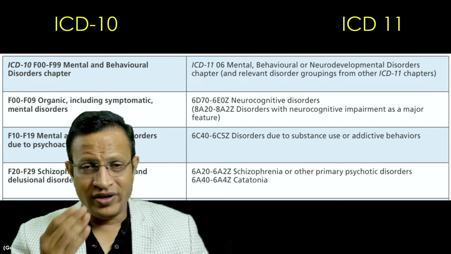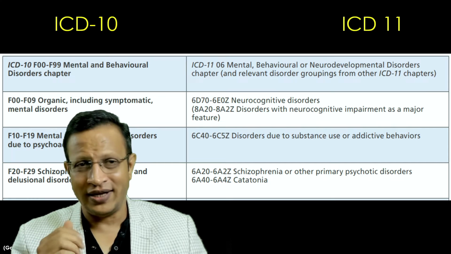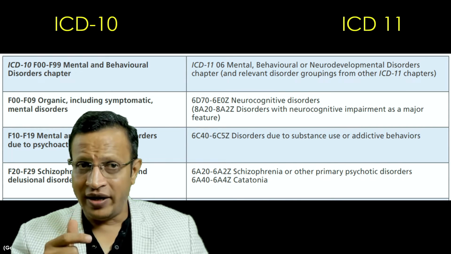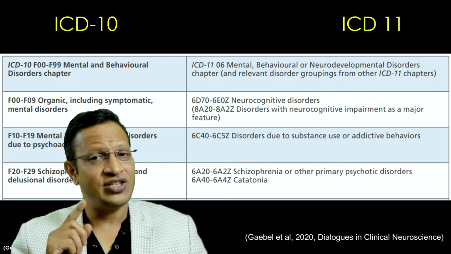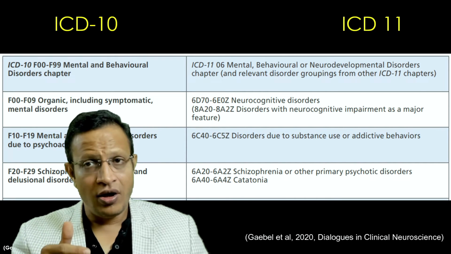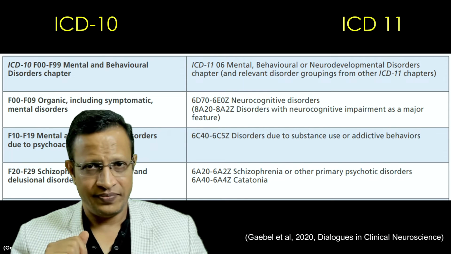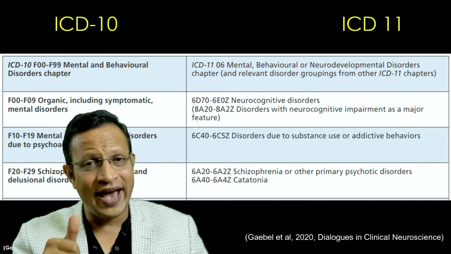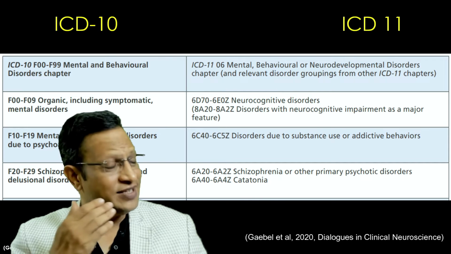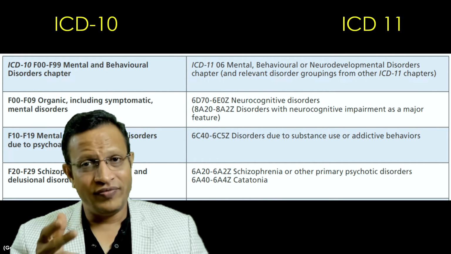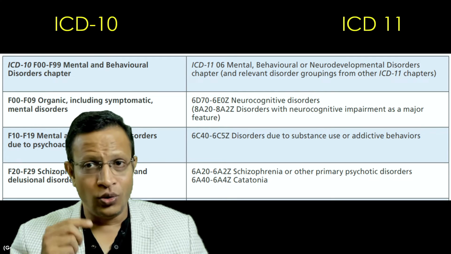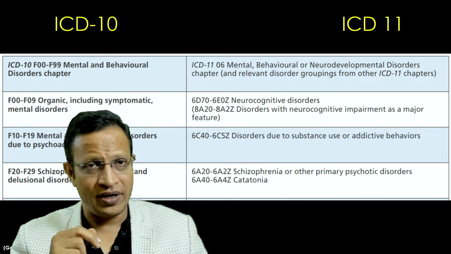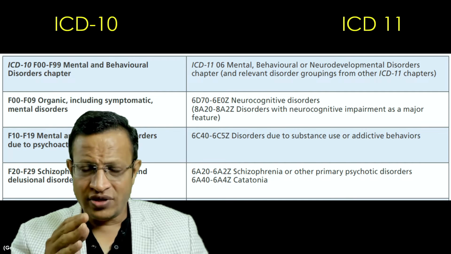Let's look into the difference between ICD-11 and ICD-10. On one side there is the ICD-10 classification system and ICD-11 on the other. In ICD-10, chapter 5 was considered the mental and behavioral disorders chapter. Whereas in ICD-11, it is chapter 6, called the mental, behavioral or neurodevelopmental disorders chapter. The first category under chapter 5 of ICD-10 talks about organic disorders. Whereas in ICD-11, you can see neurocognitive disorder is the first one. Along with this neurocognitive disorder, they've added disorders with neurocognitive impairment as a major feature, which comes separately at the end. Moving to the second category in ICD-10, that is basically drug abuse and substance use.